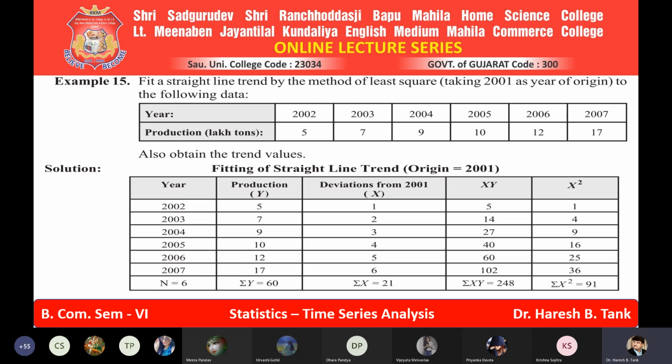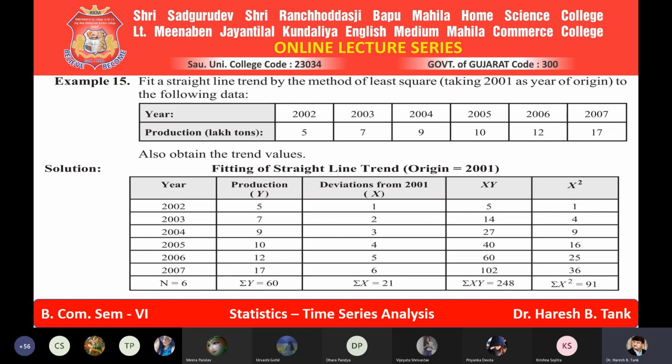x square means whatever there is in the column of x, make it square. The column x is 1, 2, 3, 4, 5, 6. So all the entities are to be squared off: 1 square is 1, 2 square is 4, 3 square is 9, 4 square is 16, 5 square is 25, and 6 square is 36. And this is how a column of x square can be built up.